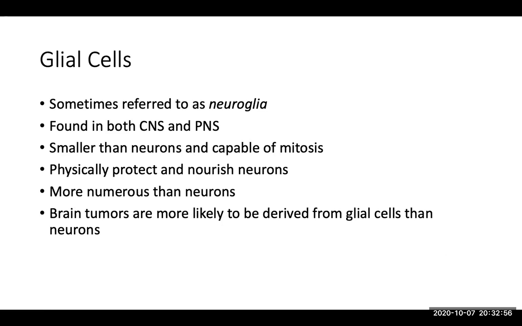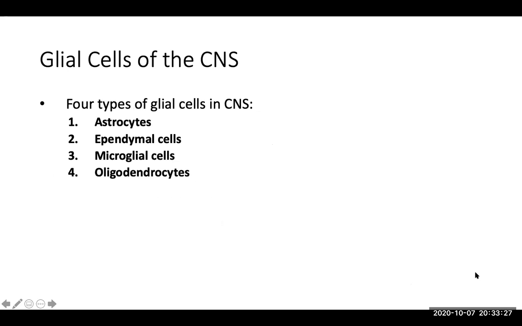Then we'll get to glial cells. They're sometimes referred to as neuroglia, and again, these are cells that help support neurons. They're smaller than neurons and they are capable of mitosis, so dividing, unlike neurons. They physically protect and nourish the neurons. They're more numerous than neurons, and brain tumors are more likely to be derived from glial cells than neurons. So you'll hear of gliomas. That's a tumor of the glial cells or a brain tumor.